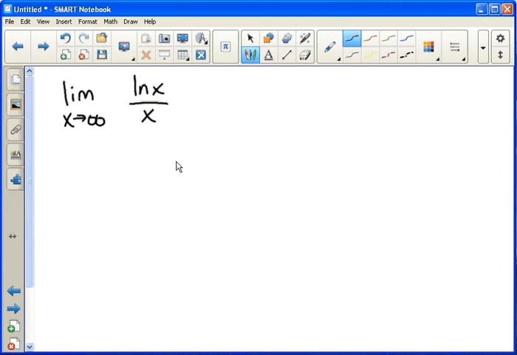So we take the derivative of the top over the derivative of the bottom. And if you simplify that, it's just 1 over x. Now you can see, obviously, the top is just 1, the bottom is going to infinity, so our limit would be 0, just as we suspected.